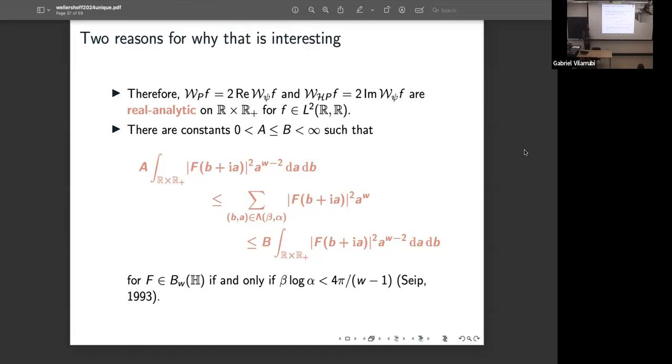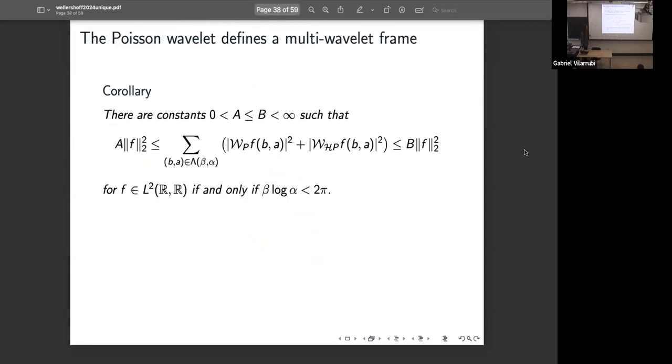Right. So these are the reasons for why this is interesting. Now, this sampling result, for instance, just to talk a little bit more about this, you can just take this and translate it into what it means for the Cauchy wavelet transform, essentially, or for the Poisson and the Hilbert transform of the Poisson. What it means is this: you get another frame condition immediately. You just translate it. I'm not going through the details of this, but it's quite basic.